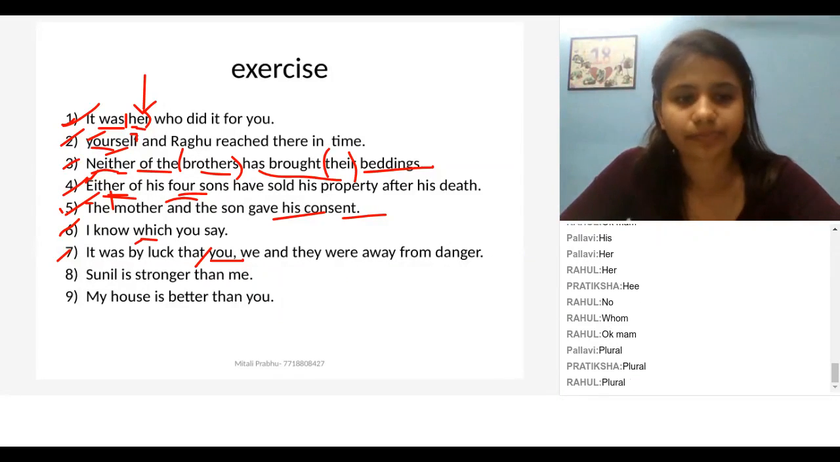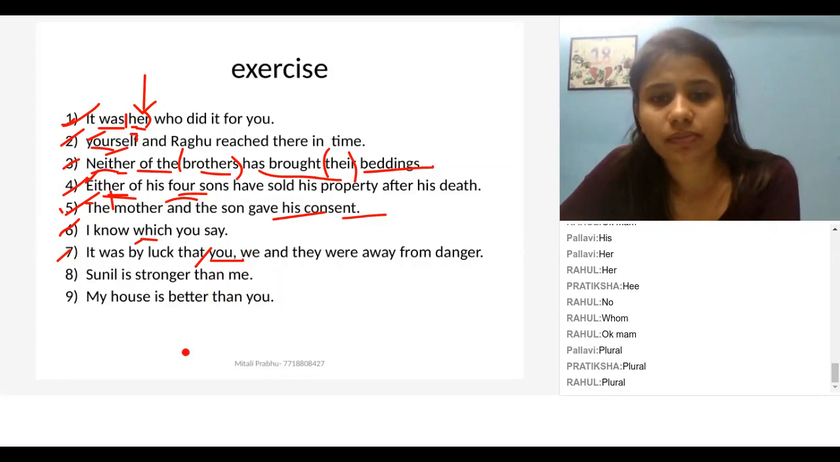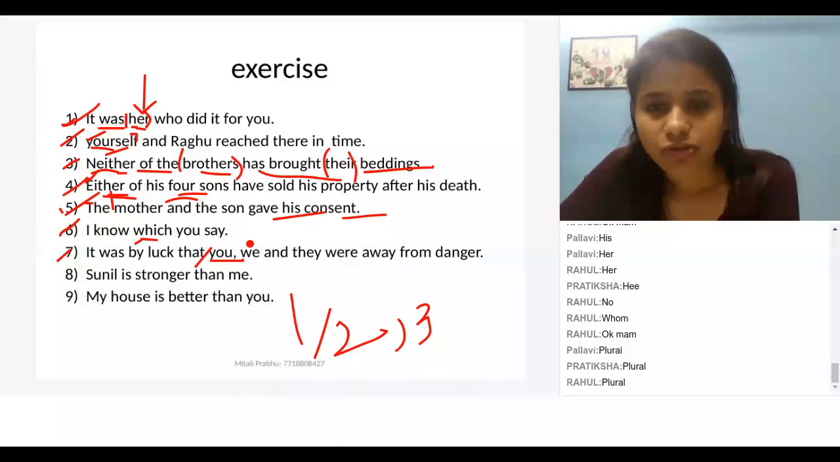Plural, okay, right, plural. So then how will you arrange it? What was the rule? The rule was 1, 2, and 3 for plural, and 2, 3, and 1 for singular. So 1, 2, and 3 means what? First person, second person, third person, right? So we, you, and they. It was by luck that we, you, and they were away from danger.